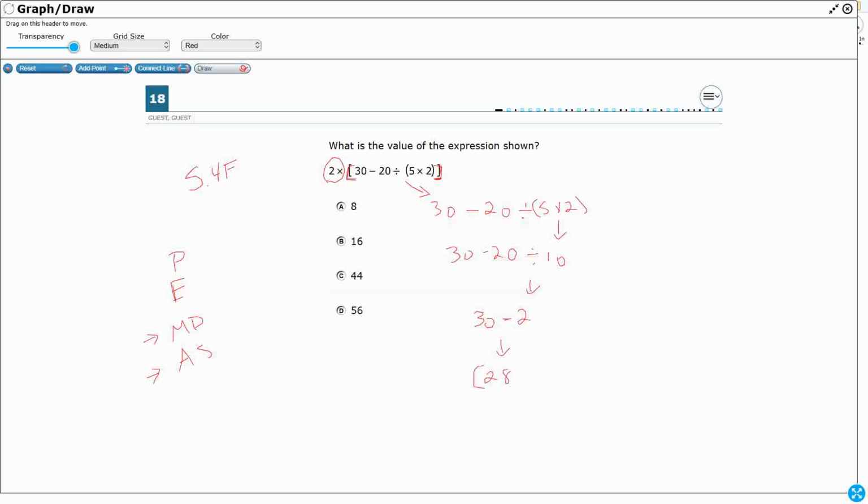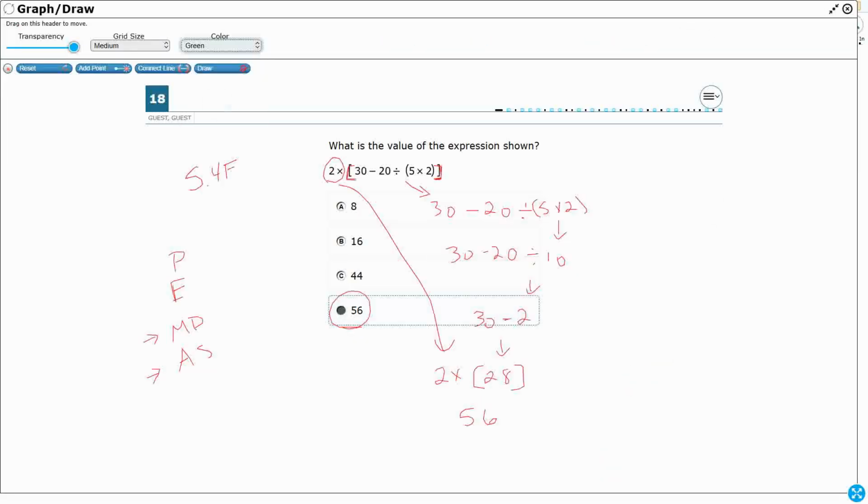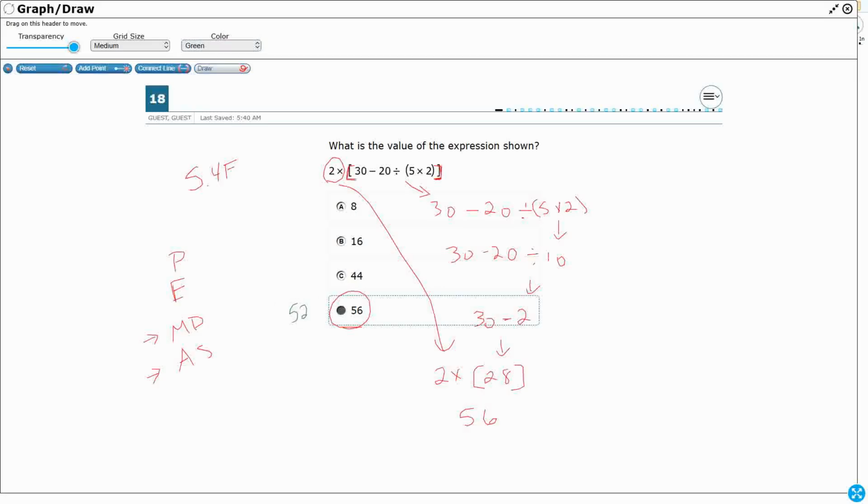Now this is all within the bracket. So now I get to bring my 2 times 28 is 56. So I've got my answer there of D. And for that particular answer, we had 52%. So not much more than half of our students were able to get this correct.